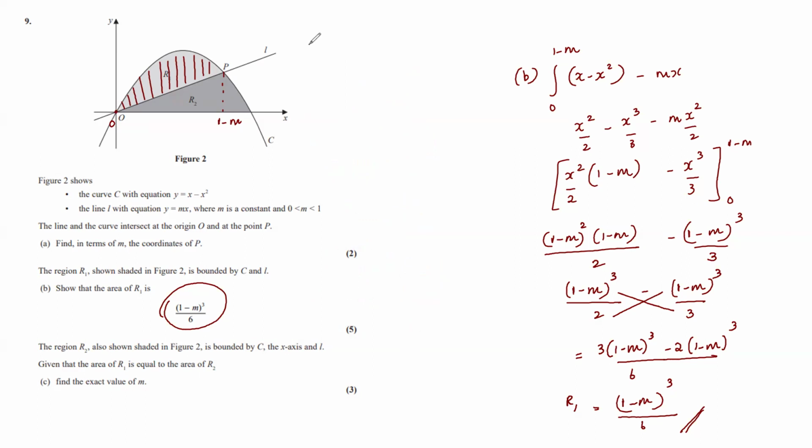So we'll get some space for C here. Okay. So for C part, the region R2, also shown shaded in figure 2, that is this region over here, is bounded by the curve C, the x-axis, and the line L. Given that the area of R1 is equal to the area of R2, therefore R1, we know already the value. So R2 will also be the same. Find the exact value of m. We need to find the exact value of m.